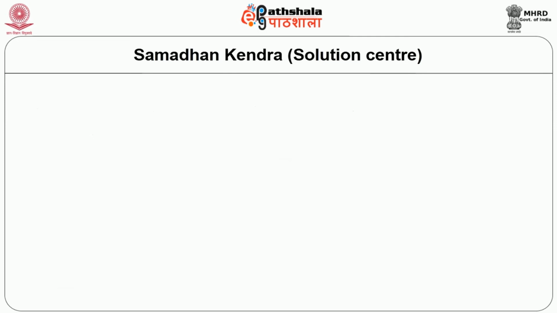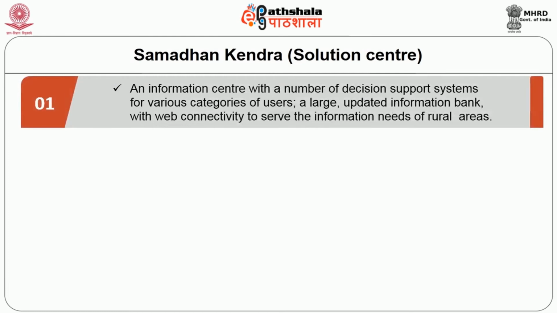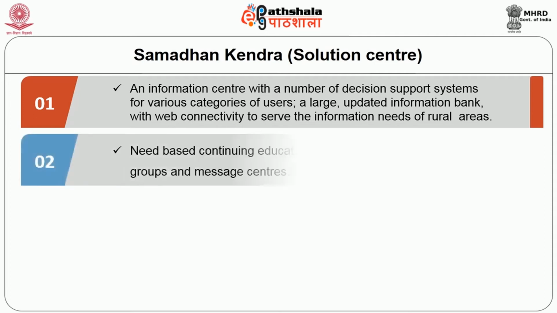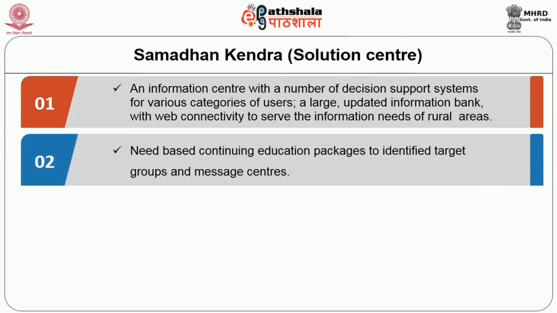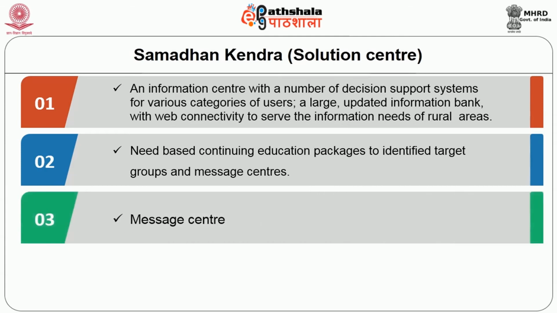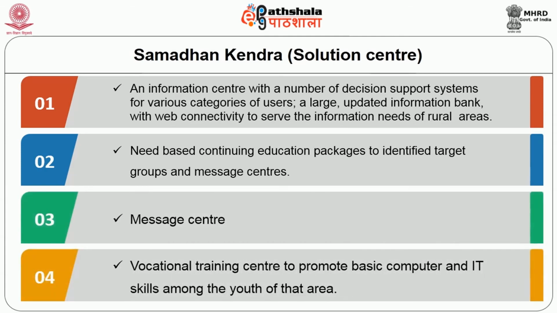The aim is to have 4 types of service available under one roof: an information center with a number of decision support systems for various categories of users; a large, updated information bank with web connectivity to serve the information needs of the rural areas; a need-based continuing education package to identify target groups and message centers; and a vocational training center to promote basic computer and IT skills among the youth of the area.